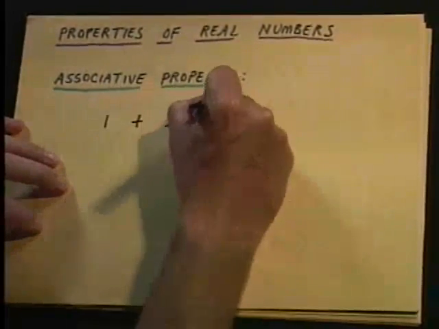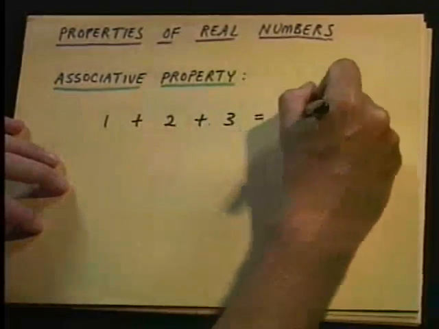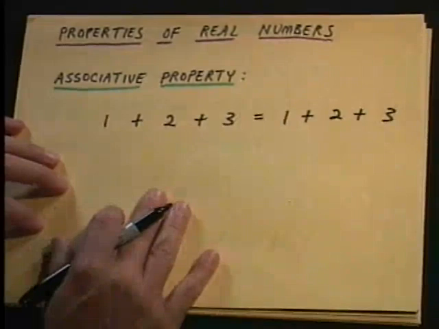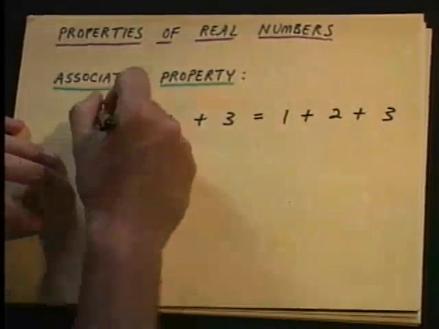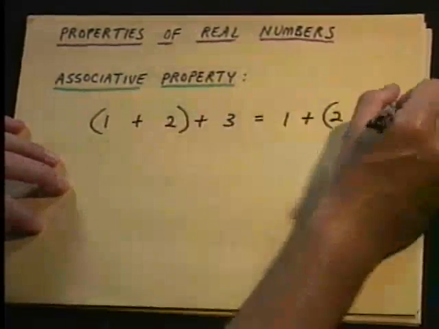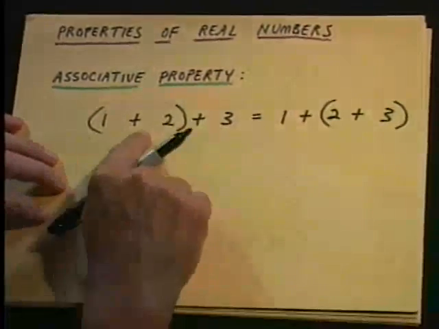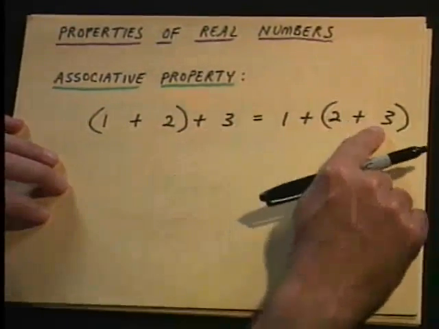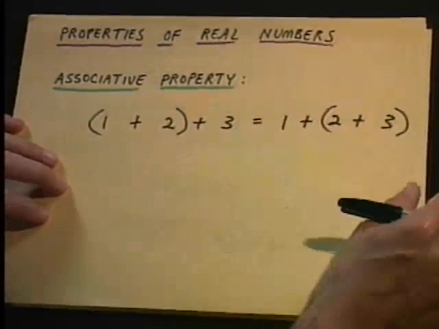I think we would all know this. 1 plus 2 plus 3 equals 1 plus 2 plus 3. Go figure. All right, now what associative says is it doesn't matter which ones you add together first. If you add the 1 plus the 2 together and then the 3, you're going to get 6. Or if you add the 2 plus 3 together and add the 1, you're going to get 6 as well.